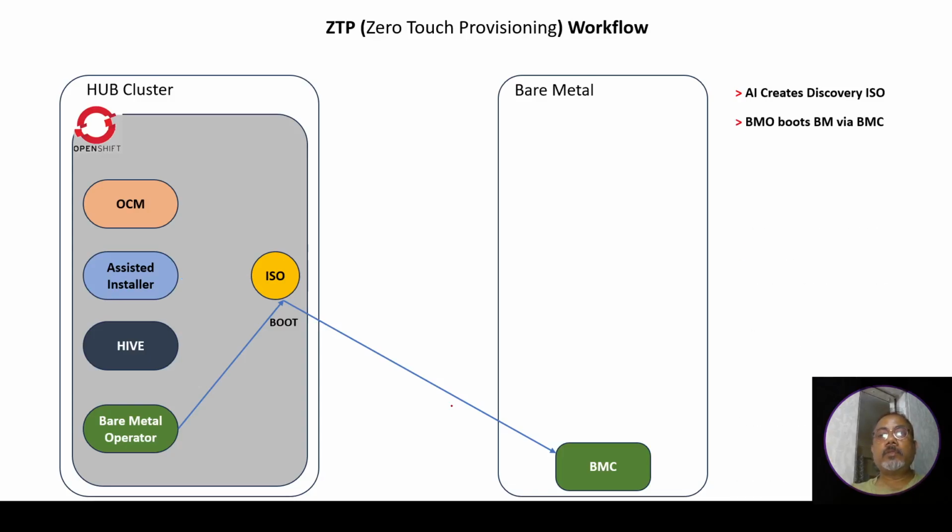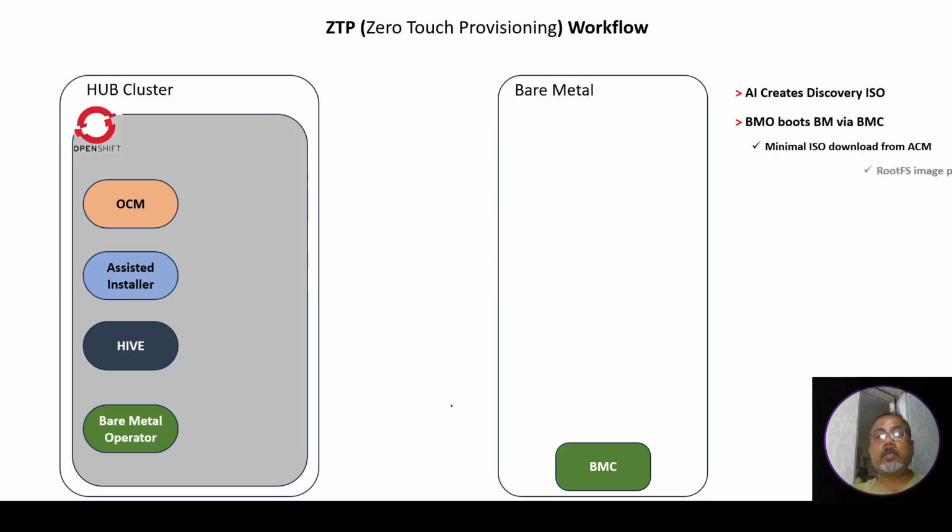Boot the BMC, bare metal via BMC. So next, as I told you earlier, it will download the minimum ISO from that ACM. Then we have connected the rootFS images from that HTTP server. If it has direct internet, then it will pull from there also.